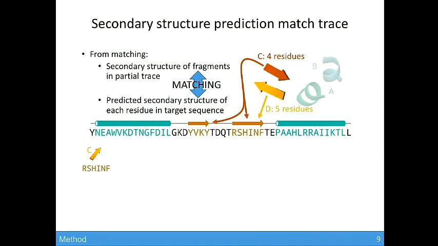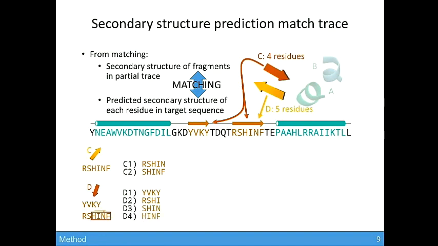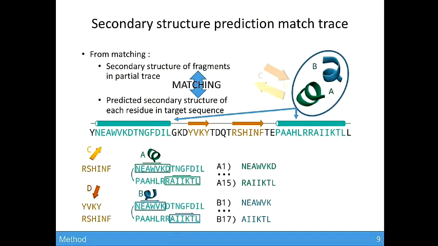So again, we take the sliding window, which is the size of the chain. We slide it over the hypotheses allowed by the secondary structure prediction and sequence. We generate 2 hypotheses for chain C and 4 hypotheses for chain D. We do the same for the alpha helices. Since the predicted sections on the sequence are bigger, we have a higher number of hypotheses.